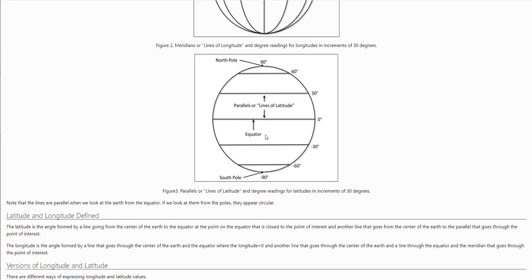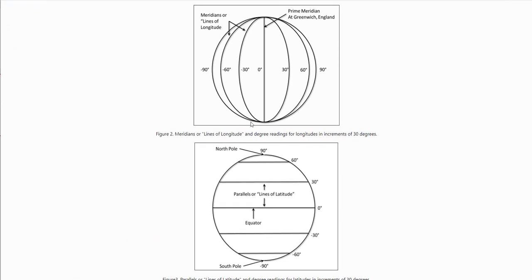Similarly, there are lines of latitude, also known as parallels, that slice the Earth up horizontally or parallel with the equator. Here's the equator, or 0 latitude. All points along this line have a 0 latitude. And then there are other lines of latitude. Here's 30 and 60 degrees, going all the way up to 90 at the North Pole and down to negative 90 at the South Pole. So these are again referred to as lines of latitude, or parallels. Okay, so meridians and parallels.